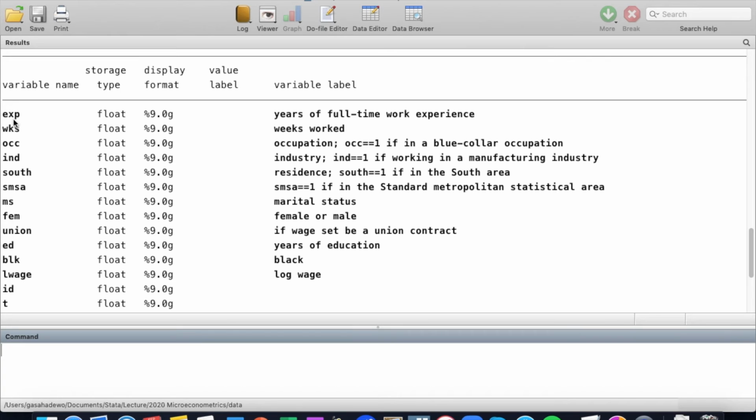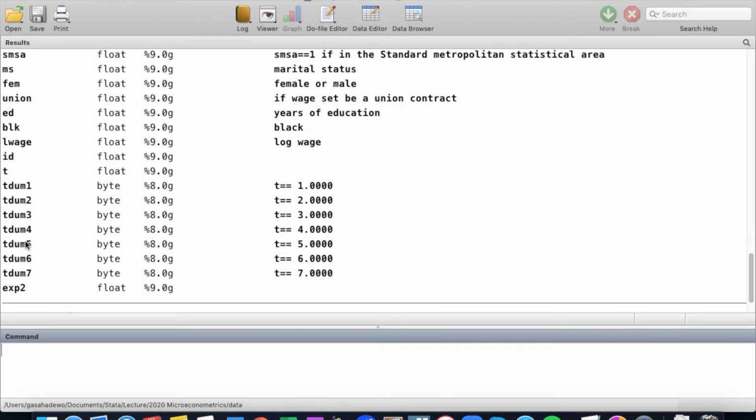Now, the next thing that we can do is we're going to describe the data. Here we have years of experience, weeks of work, occupation, the type of industry, residence, SMSA. This is the standard metropolitan statistical area, marital status, female or male, and then if the wage is set by union contract, and then years of education. This is an indicator of race, equal to 1 if you're black, log of wage, and then the time dummy, or the time fixed effect.